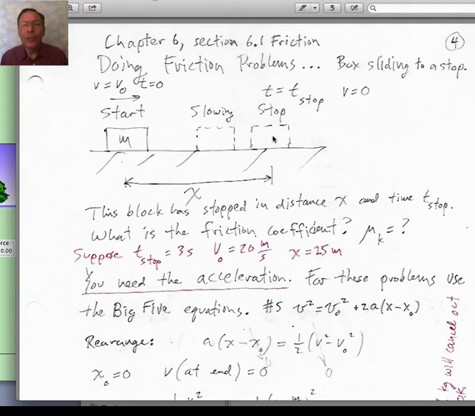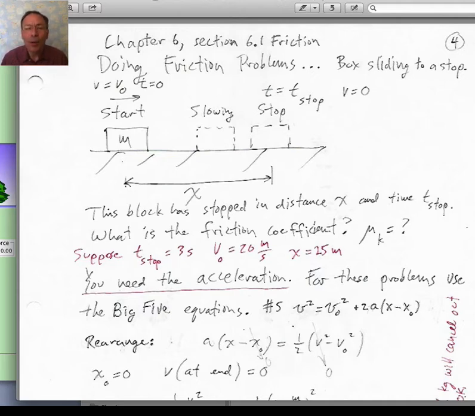And we're going to be given the time that it took to come to a stop. We'll call that t-stop. We know that the final velocity is 0, and we're going to be given the distance that it took for the box to come to a stop. Notice that the mass is not going to be given, and you might think, oh my God, we can't do this problem if we don't know the mass. But it turns out that the mass is not necessary, and when you do the math, the mass will cancel itself out.